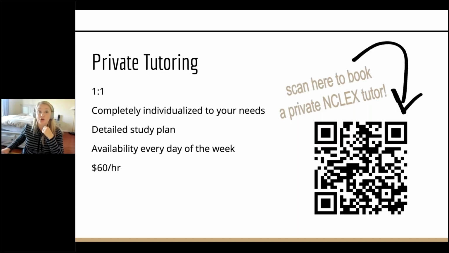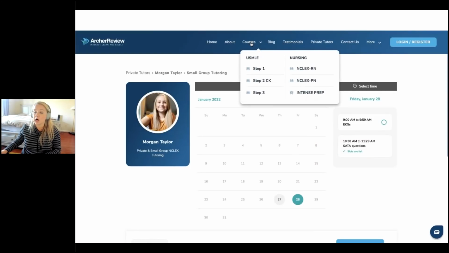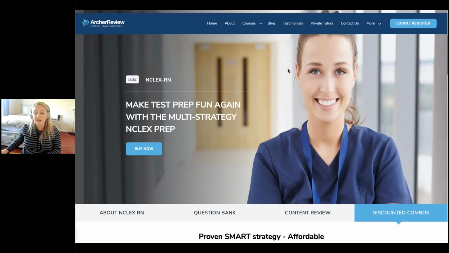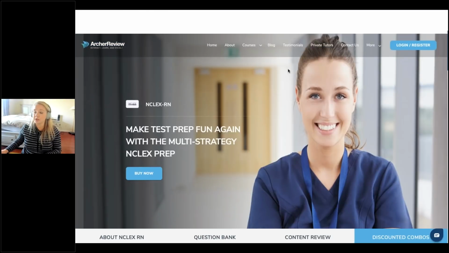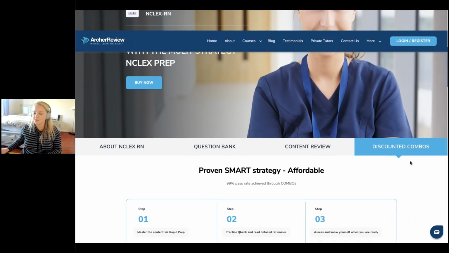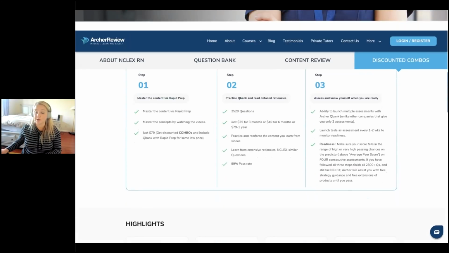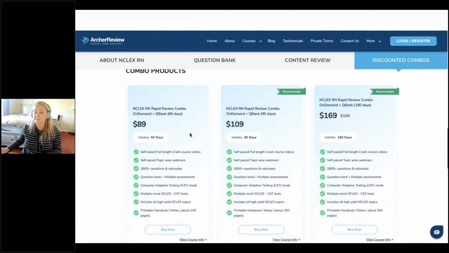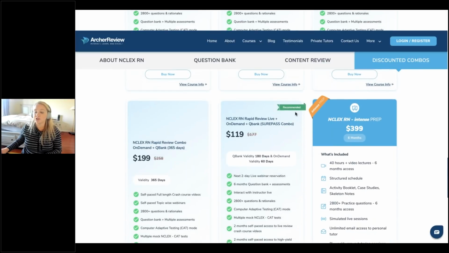How much is the SurePass program? Excellent. Our prices vary depending on how long you would like to have access, and of course, RN versus PN. Let's look at the RN program here. When you click on courses, go over to your appropriate course, scroll down, you're going to see discounted combos is what it defaults to, and that's where you will find the SurePass program. Scroll down, it's going to give you some info and then some different prices. I want you to go down and find the SurePass combo. NCLEX Rapid Review On Demand and QBank SurePass combo.